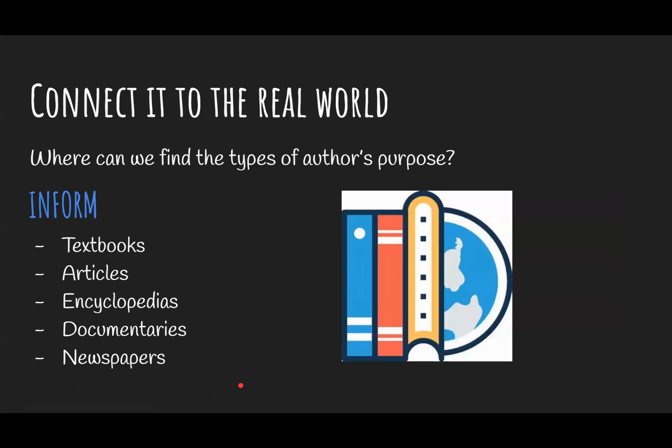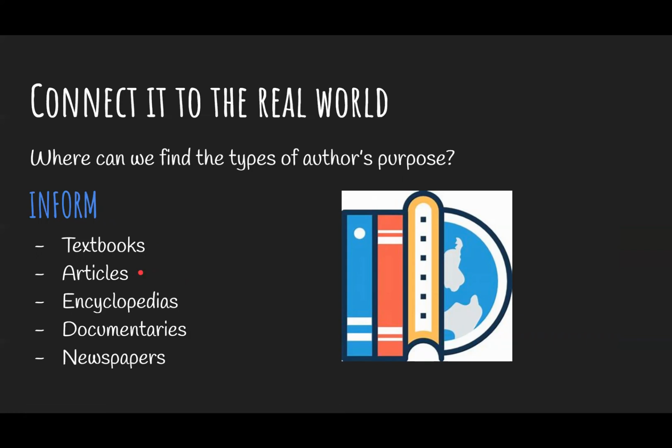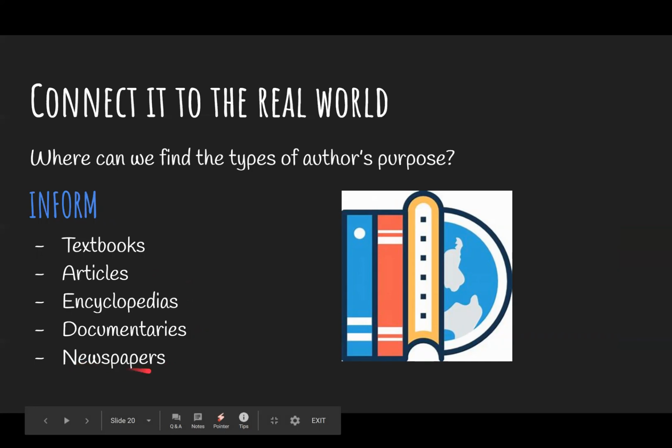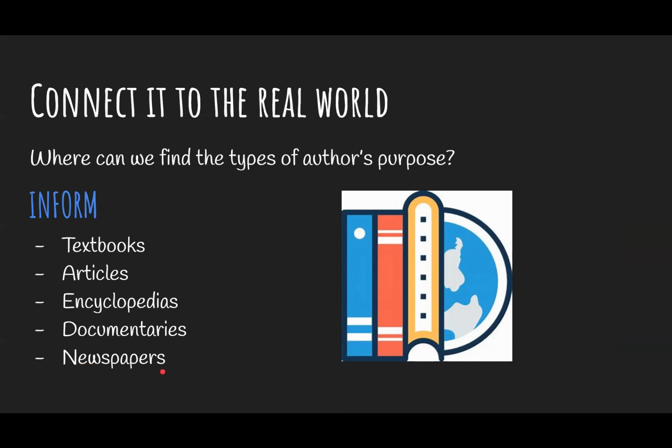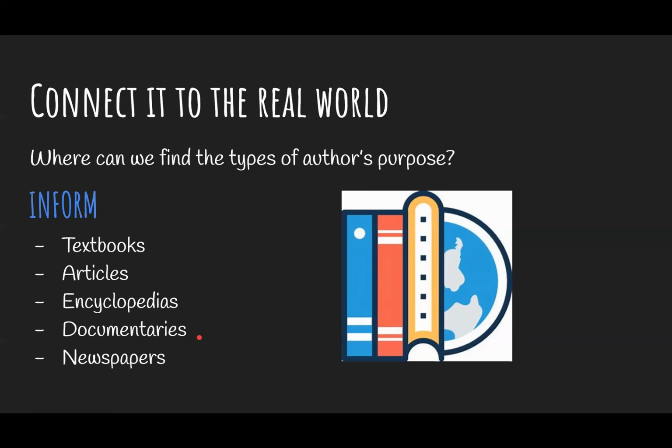So next, inform. Again, we have the textbook example, right? We have articles, but be careful with this one because articles can sometimes be persuasive, but sometimes they're inform. You can have encyclopedias and documentaries. Those are definitely informational. Newspapers, be careful with this one as well because this was also under persuasive. So never just look at it and think that, oh, it's informational, it's persuasive, it's entertaining. You still need to look deeper into the text and look for the keywords and hints that we went over at the beginning of the lesson.